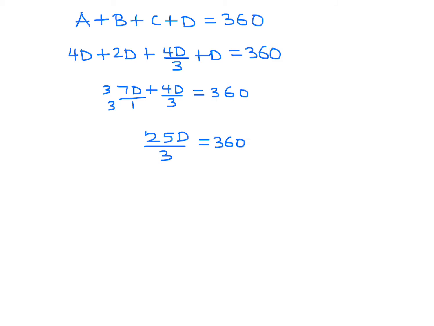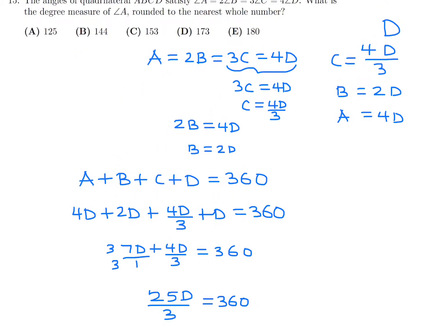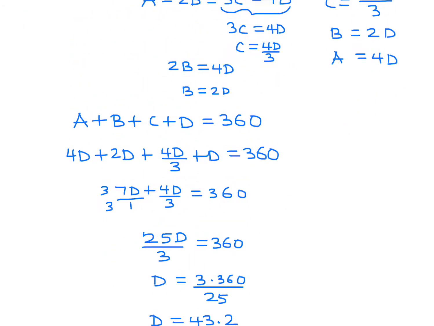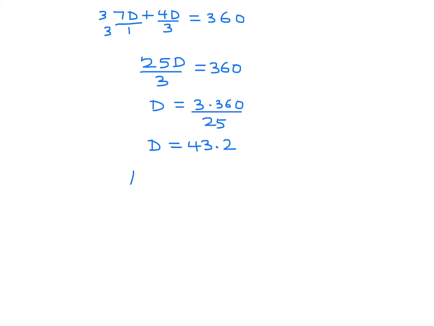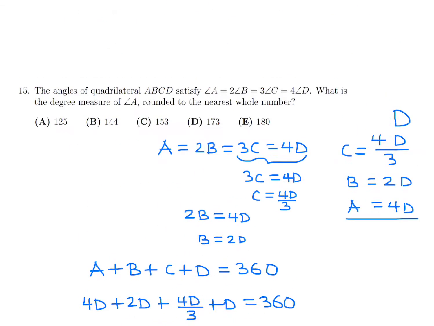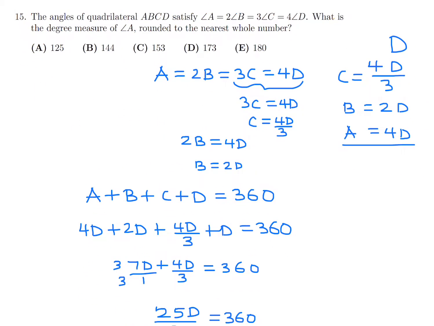360. And therefore, 25D over 3 is equal to 360. So D is equal to 3 times 360 divided by 25. And that is approximately 43.2. They want you to figure out angle A. Okay, well, A is equal to 4D, which is going to be about 172.8. 172.8 rounded to the nearest whole number is 173. So number 15, the answer is D.